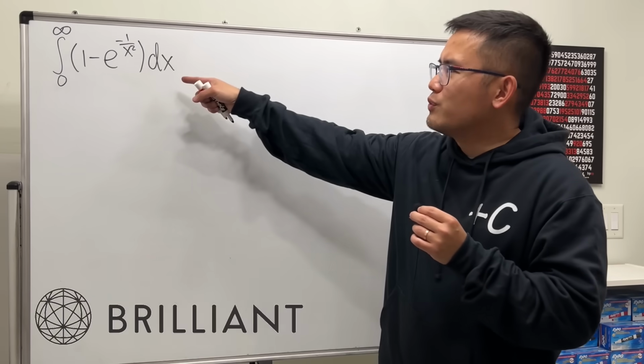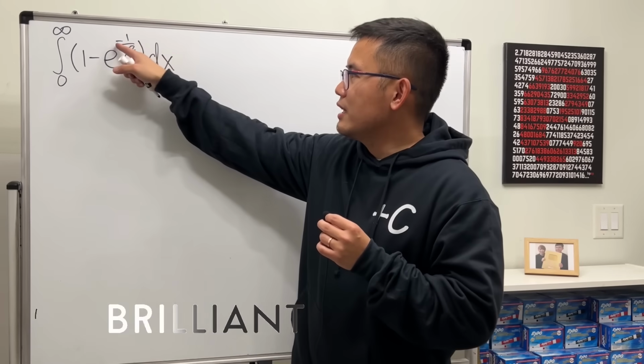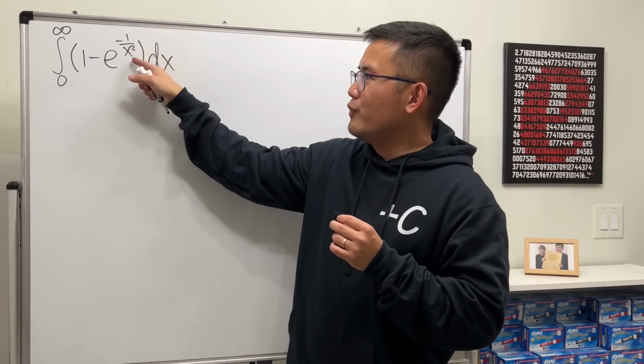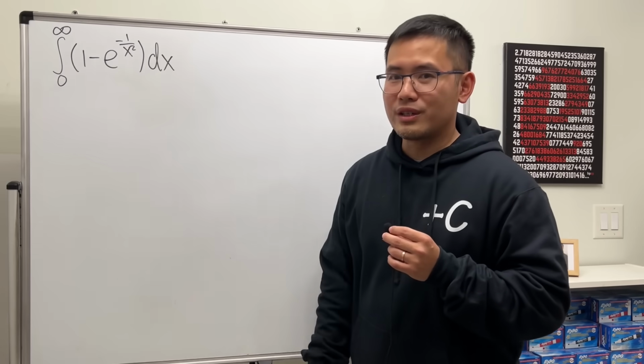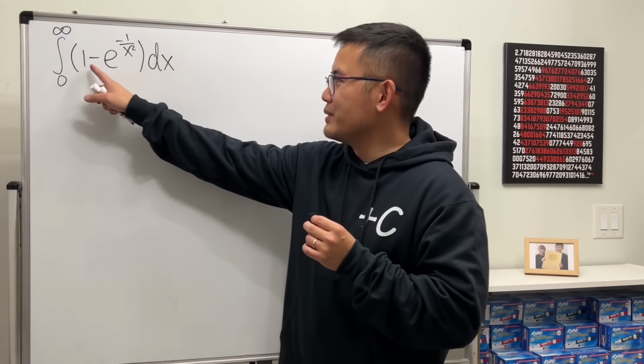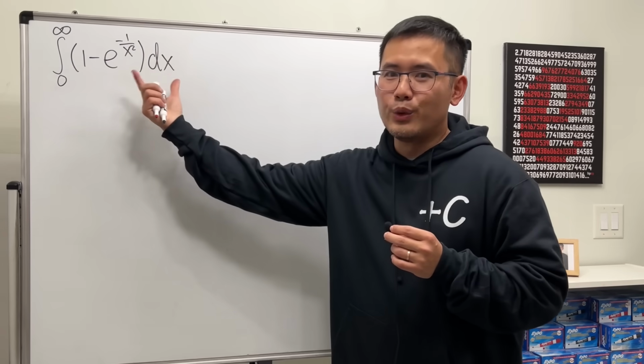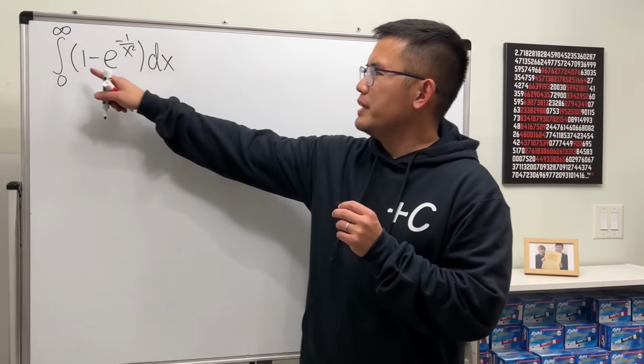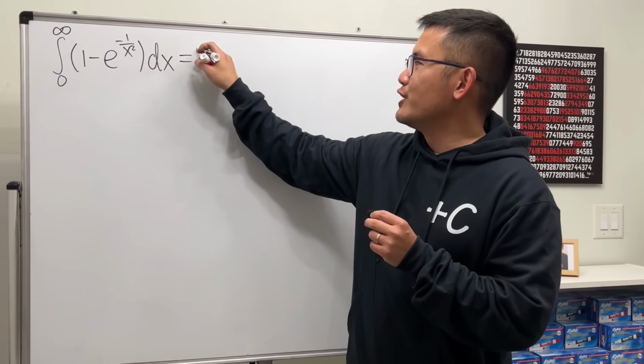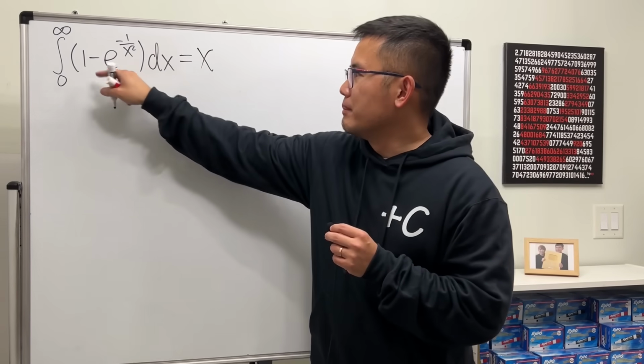Today, I have this for you guys, and check this out. What's the exponent here? Negative 1 over x squared. Does this still work? Yes. Thanks to the 1 minus, this integral actually still converges. Let's go ahead and integrate 1, which is just x, and then put down the minus.